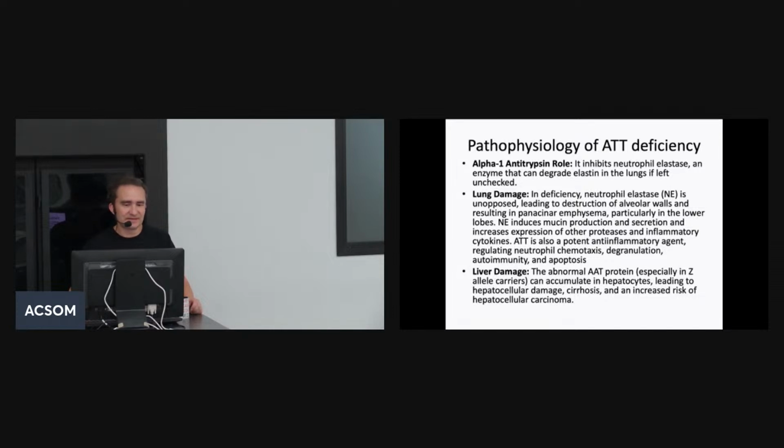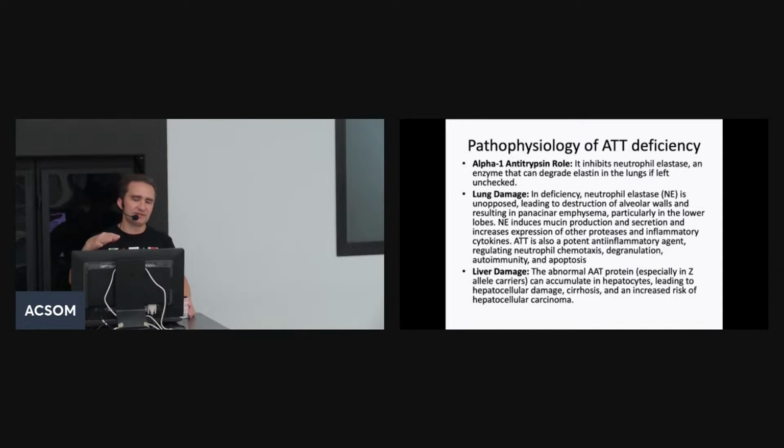So neutrophil elastase also induces mucin production and secretion and increased expression of other proteases, and you have more inflammation going on. Alpha antitrypsin is a potent anti-inflammatory, and you have less of it. It also regulates neutrophil chemotaxis, like attraction, degranulation, autoimmunity. So it regulates a lot of processes in the lung tissue.